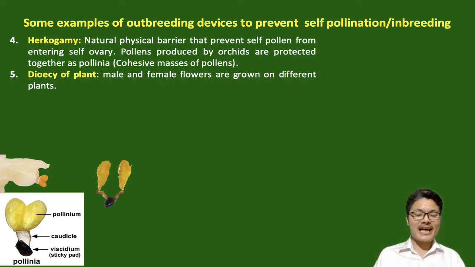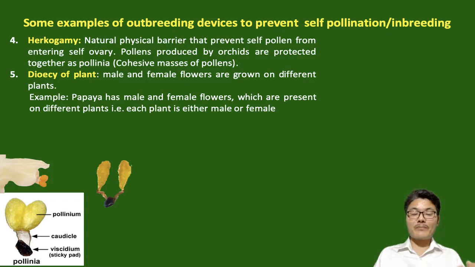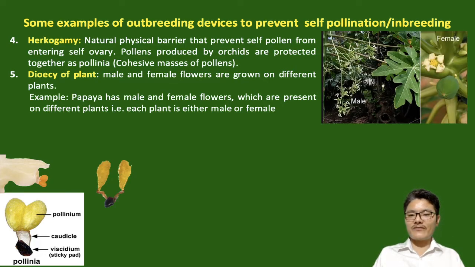outbreeding device is dioecy. Dioecy is existence of male plant and female plant. So the male plant will be growing male flowers and the female plant will have female flowers. The best example that we can give is the papaya plant. Papaya plants are of two types, male plant and female papaya plant, and they also have separate flowers. Male flowers are very different from the female flower, and female flowers will lead to formation of papaya fruit. That's why papaya fruit grows in the female plant.